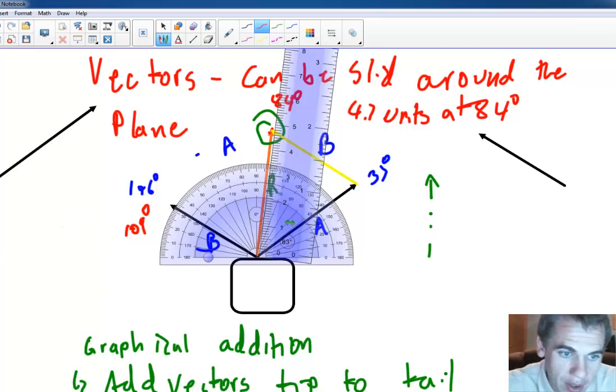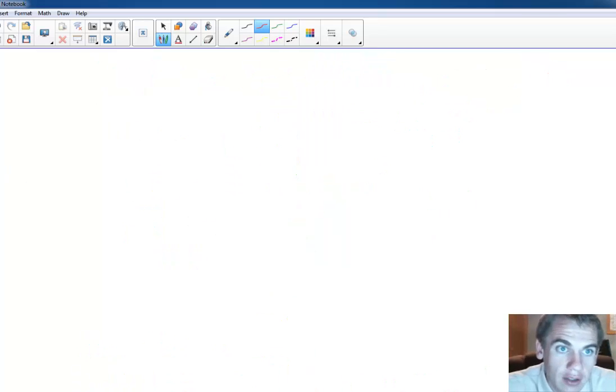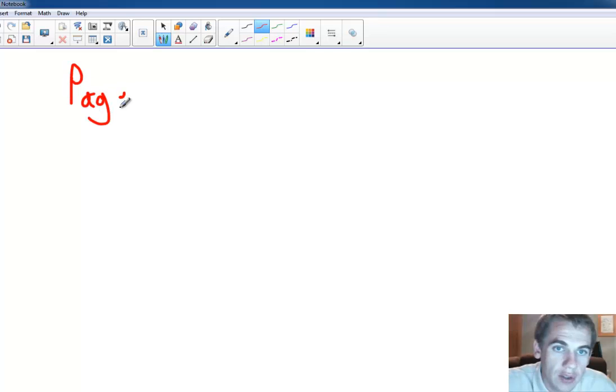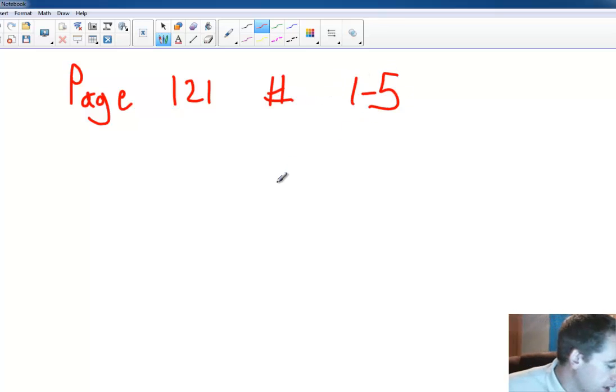Okay, so that's the graphical method of vector addition. You use a protractor, you use a ruler, you measure these things out. It's important that you go to scale. Okay, and there are a couple of problems that I want you to work in the book on page 121. Yeah, you actually have to do these with a protractor. I want you to do all the practice problems, numbers 1 through 5. Okay, or 1 through 4.